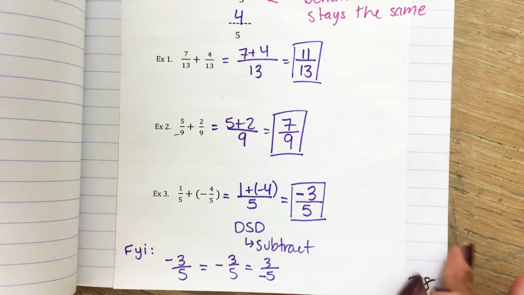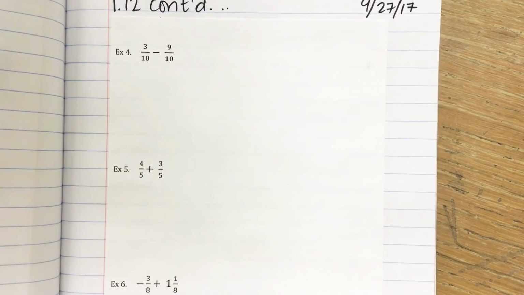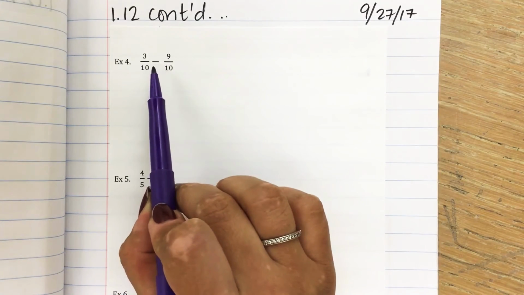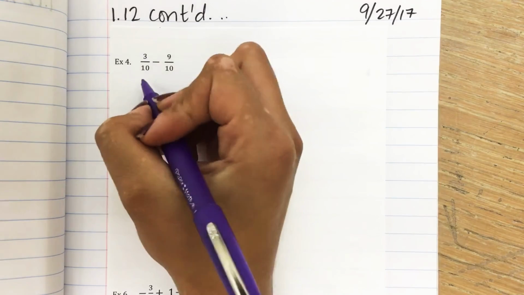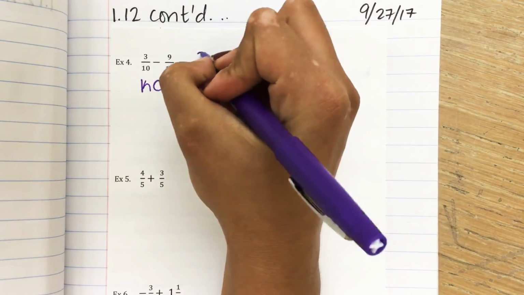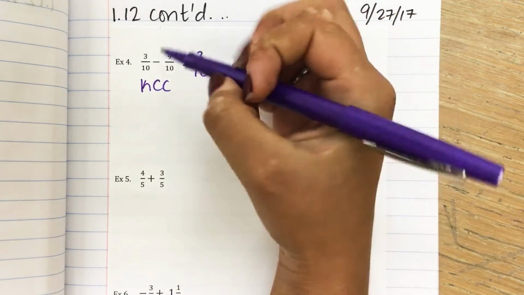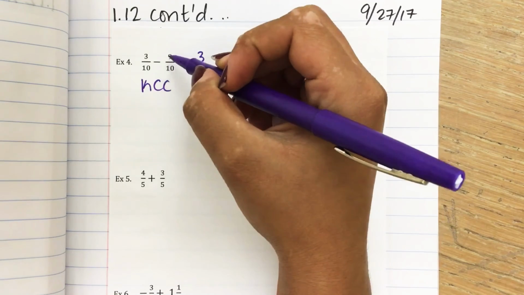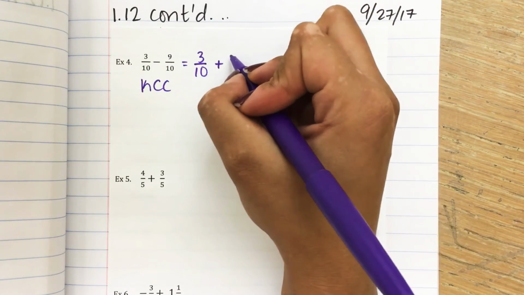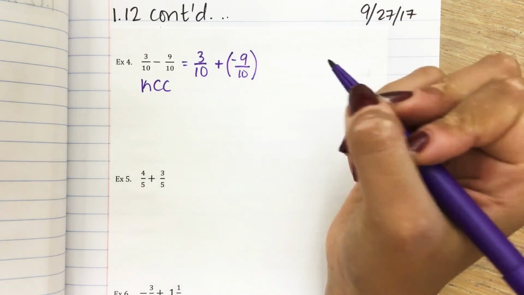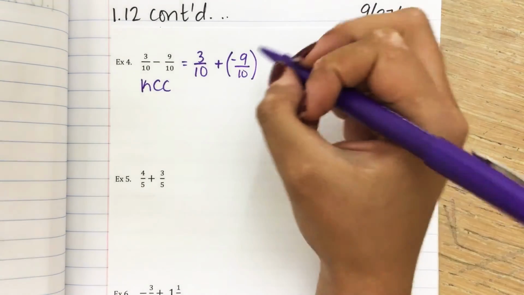I'm going to go ahead and turn on to page 29 and look at example number 3. In this one, it's subtraction, and when we have subtraction, we do the KCC. I'm going to keep the first fraction the same. I'm going to change the subtraction to addition, and I'm going to change the 9/10 to its opposite, which is negative 9/10. Now I can go ahead and add these.